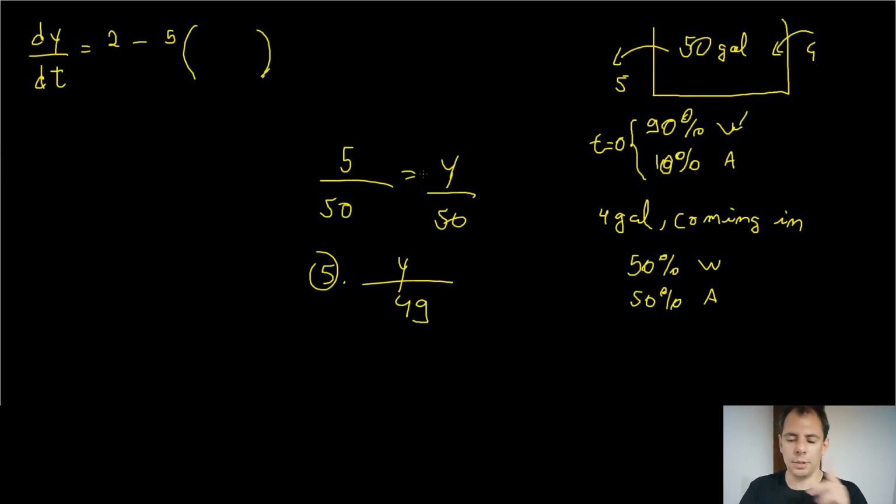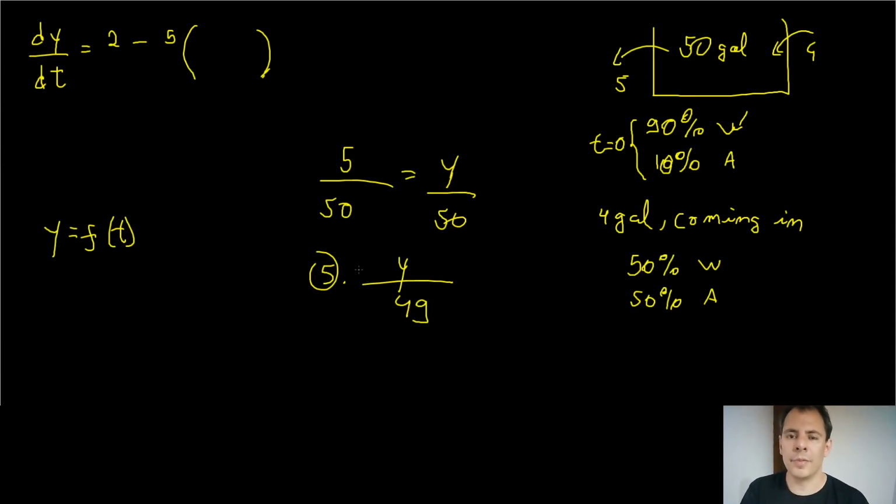Because y, you got to understand this, guys. Y is the amount of alcohol at any given time. Y is a function of t. Y is a function of time, okay? So y is not the initial 5 gallons that you have in here at t is equal to 0. Y is going to represent the amount of alcohol at any time. So how much alcohol do you have at t is equal to 0? 5 divided by 50, right? Which is y at t is 0 divided by 50.